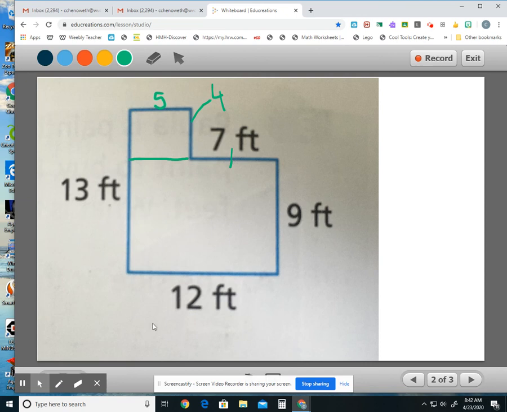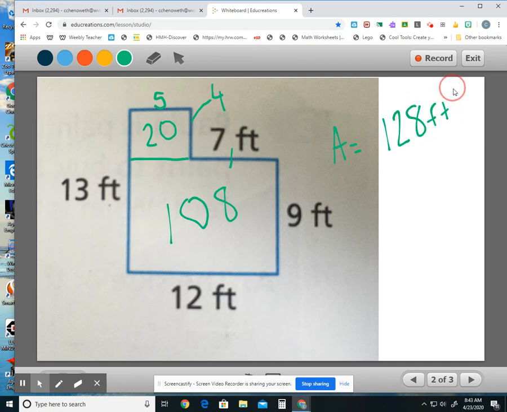Okay, so now I figured out the missing dimensions. Now I can actually do the work. The bigger one, 12 times 9, because it is a rectangle, area equals length times width. So 12 times 9 gives me 108. And then my smaller one, we had determined that the side is 5 and the side is 4. 5 times 4 is 20. And then I just need to add those two together to get the area of the whole thing. So this is kind of like a bedroom and a closet. So if you're going to redo, put carpet in, something like that, add them together and you should get the area is equal to 128 feet squared. Okay.